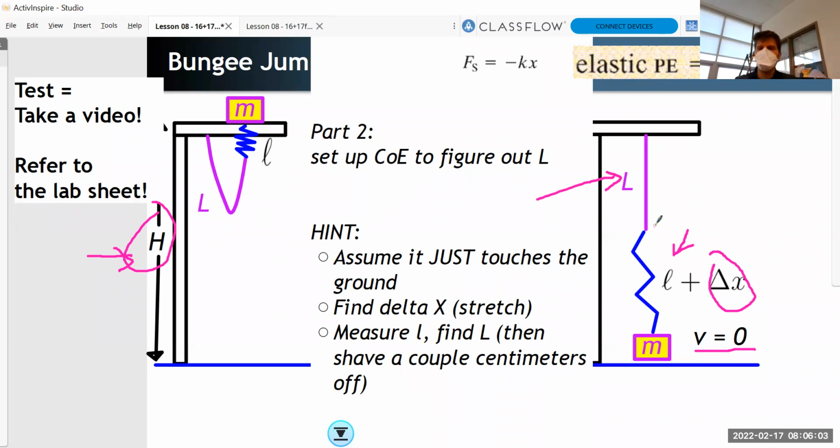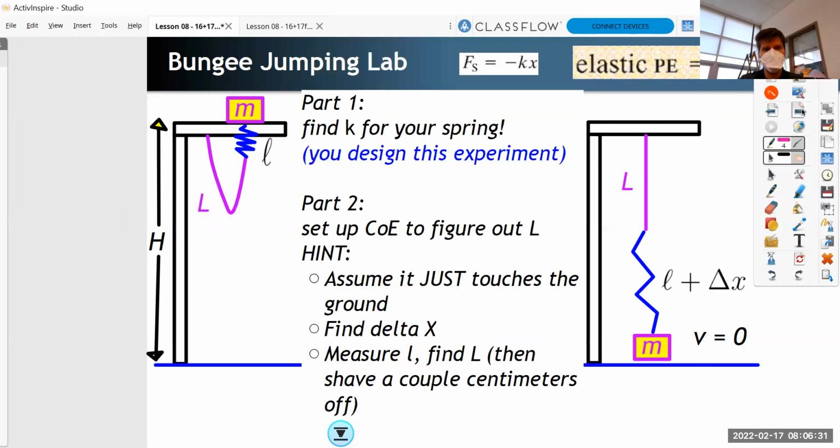Once you've got all that calculation, you found your K, you figured out what the length of your string is, go ahead and set it up and then drop the thing off the platform. Please take a video if anybody's got slow motion so that we can see how far you come off the ground, because I'm interested. Did you come 2 centimeters, 3 centimeters, 8 centimeters off the ground? Did you hit the ground? What happened? If you have any other questions about the procedures, please refer to the lab sheet. And I look forward to hearing how it goes on Friday.